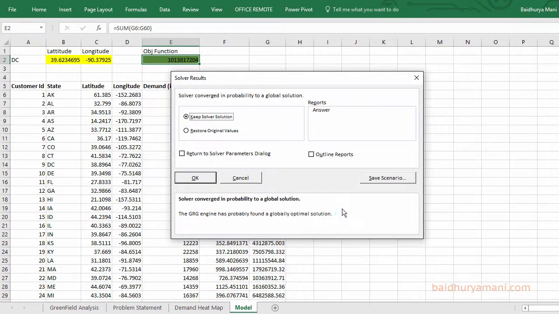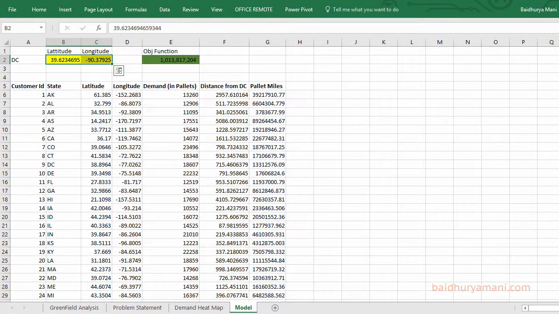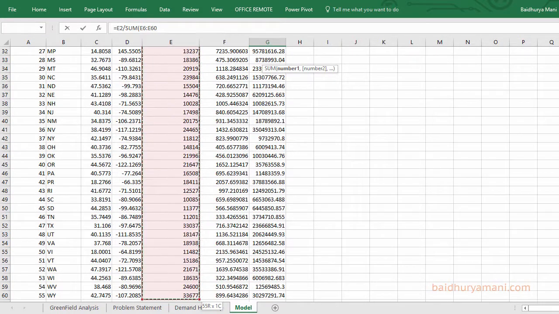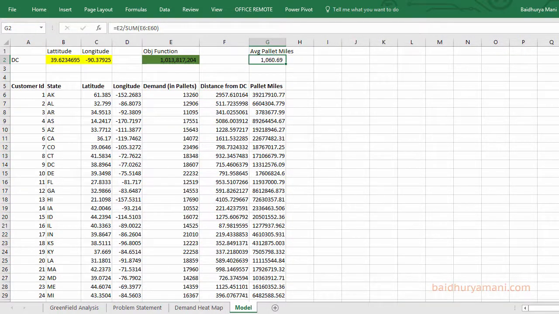Let's wait and see what happens. So the model has recommended the optimal latitude and longitude for this problem, and the objective function is something like 1 billion pallet miles. Now let's calculate average pallet miles. So we'll divide this by total demand. So the average pallet miles in this case is 1060 miles, which means that every pallet in the network is on an average traveling 1060 miles.